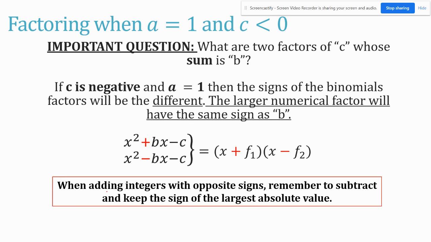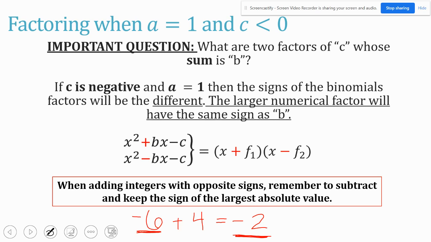When adding integers with opposite signs, remember to subtract and keep the sign of the largest absolute value. For example, if we had negative 6 plus 4, we subtract these numbers, 6 minus 4, we get 2. The number with the largest absolute value, the number furthest away from 0, is this 6, so we keep the sign of this 6. This is going to be a negative 2. So we subtract and keep the sign of the larger absolute value.